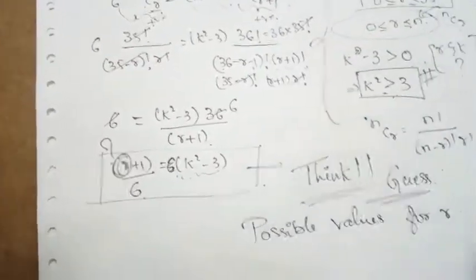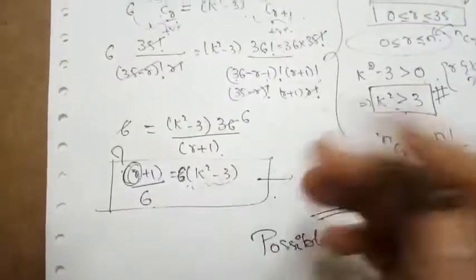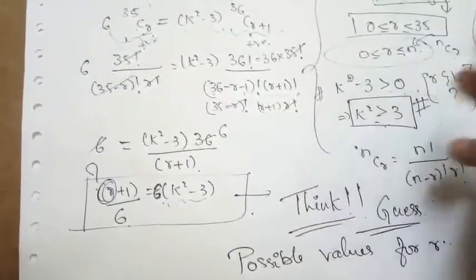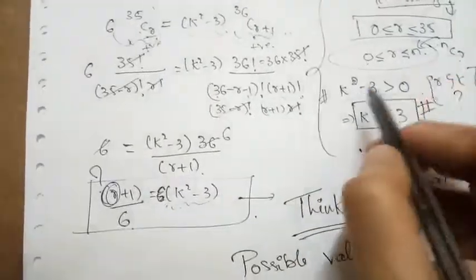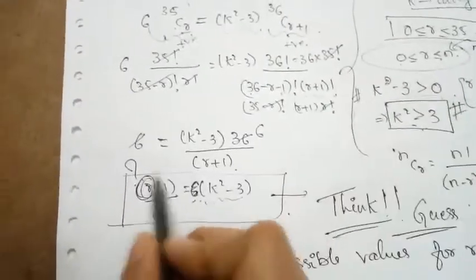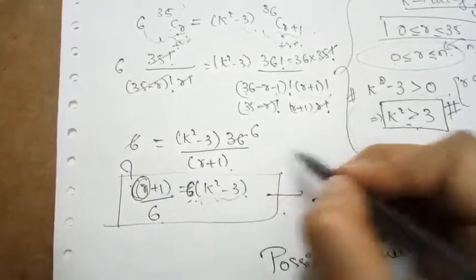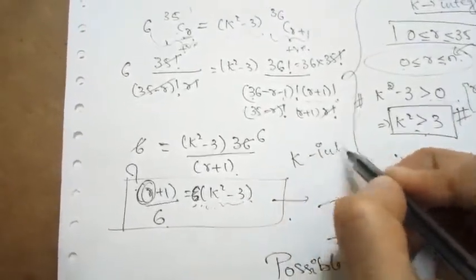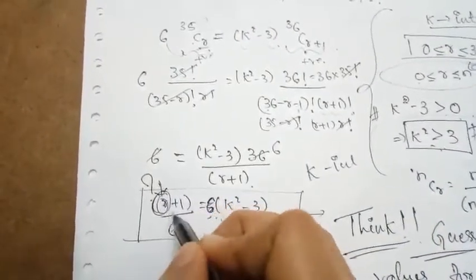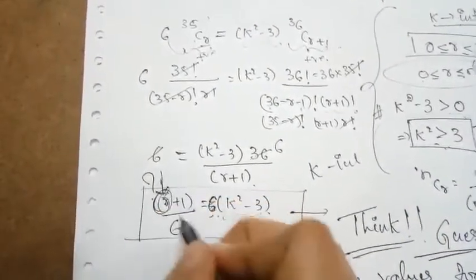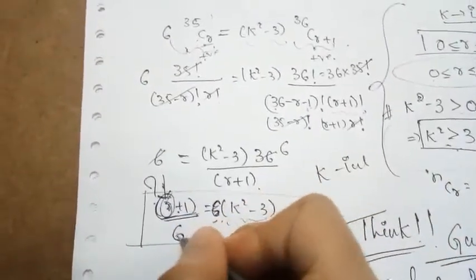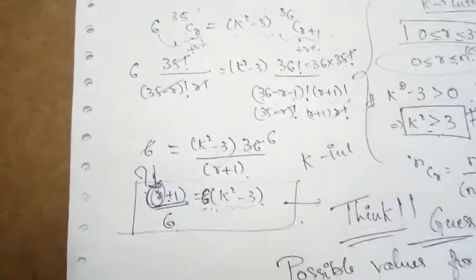So to guess this value of R, we have our foundation from the beginning: k square minus 3 should be greater than 0, and since k is an integer, whatever value we take for R, the numerator we get after taking that value should be clearly divisible by 6.